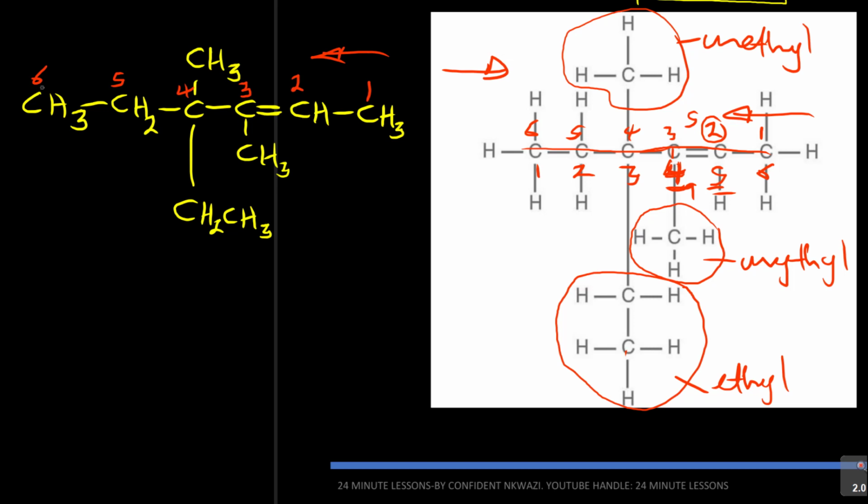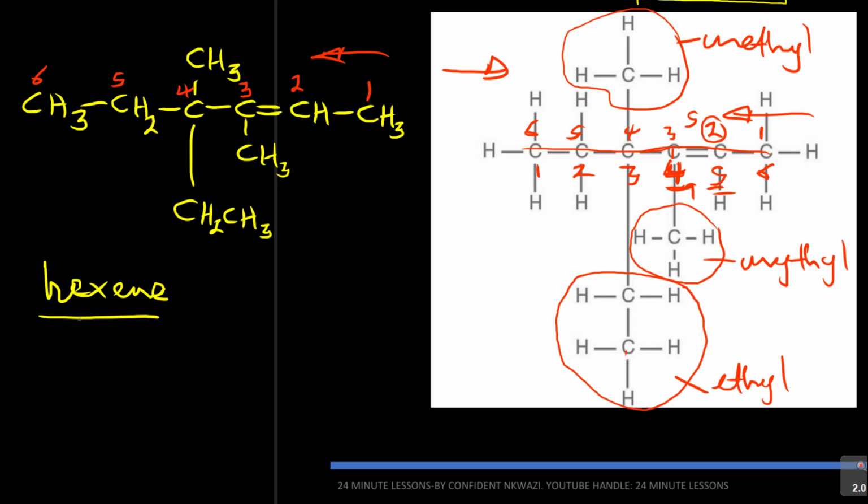Now, 6 carbons, what is the parent chain, the root chain? The parent for 6 carbons is what? It's hexene, because we're dealing with what? We're dealing with alkenes. Remember, from alkanes, it was hexane, but we're not dealing with hexane.